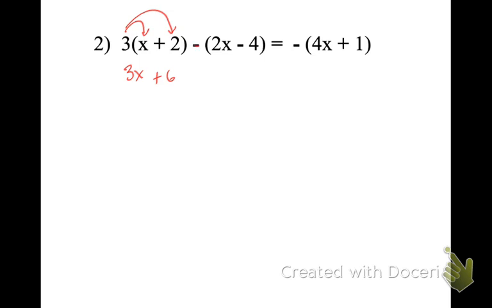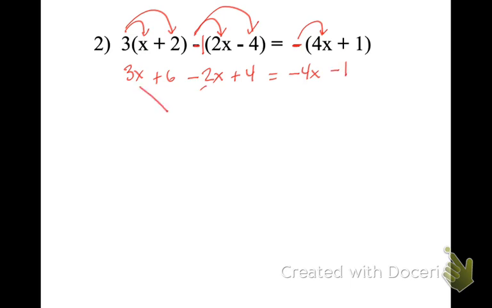Now notice, this is like a negative, but it's like a negative 1, so we have to distribute that negative 1. It becomes negative 2x and plus 4. Again, I have another negative to distribute. Negative 1 times 4x is negative 4x, and negative times 1 is negative 1.